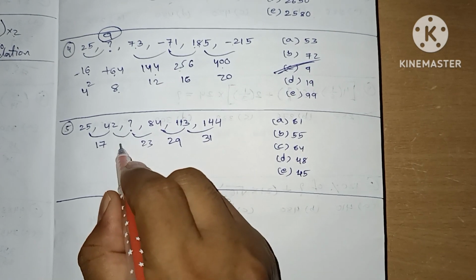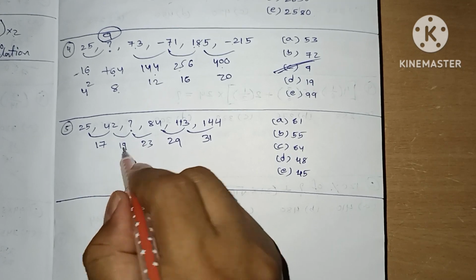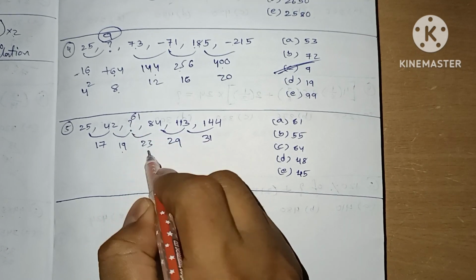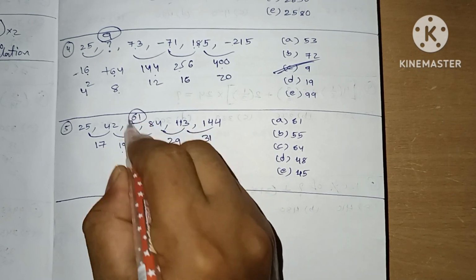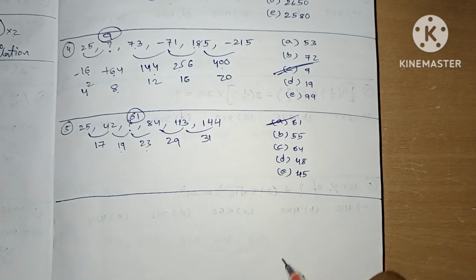Here is a prime number of 19. 42 plus 19 will be 61. 61 plus 23, 84. So answer is 61. Option A is our answer.